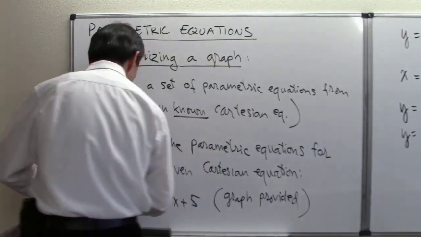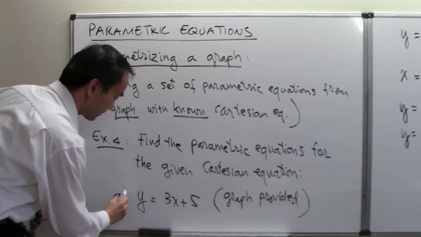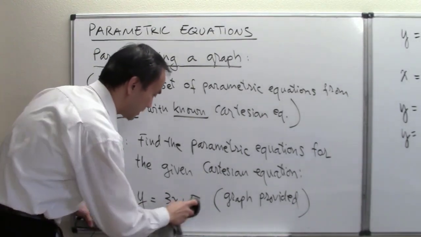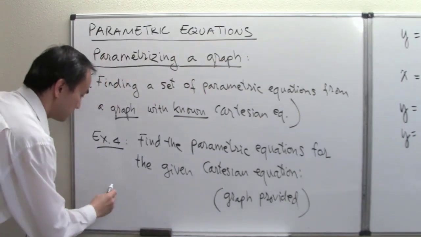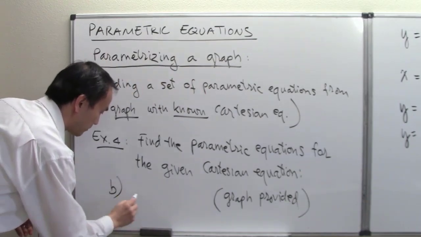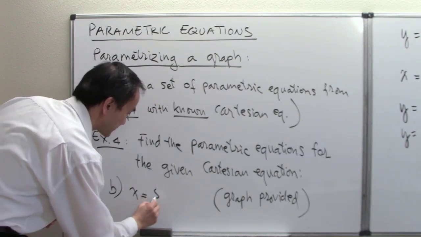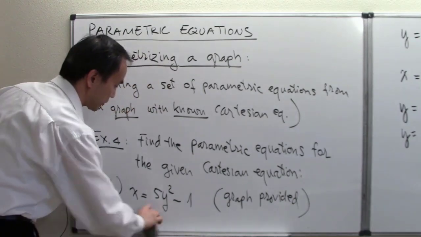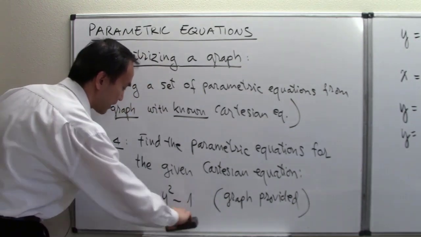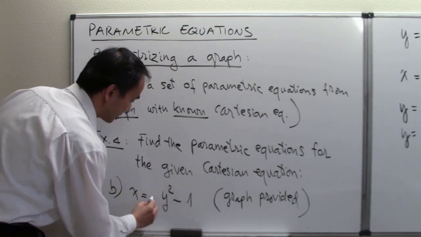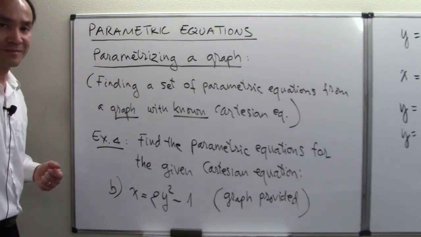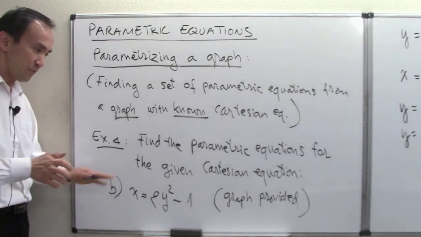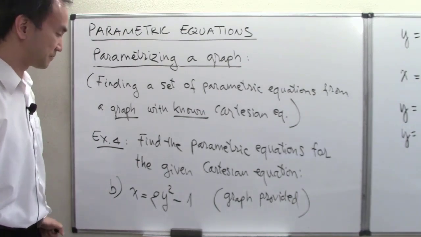And so, allow me to reinforce that experience. Let's call the problem just now part A. And then we can go ahead and call this part B. So how about x equals 2y squared minus 1? Actually, putting a 5 is a little too much, so just 2y squared minus 1. So we have the Cartesian equation, and the graph will be provided so that you can have a look at it.